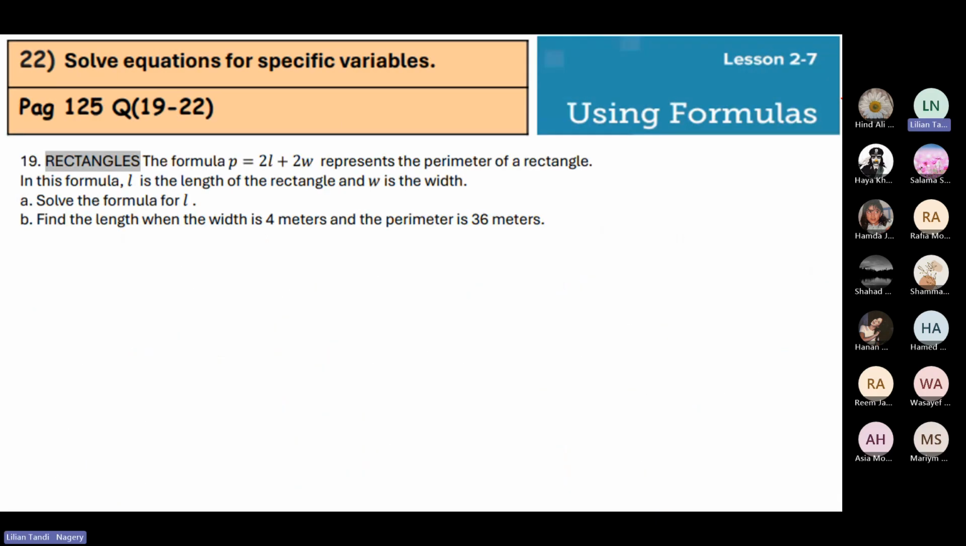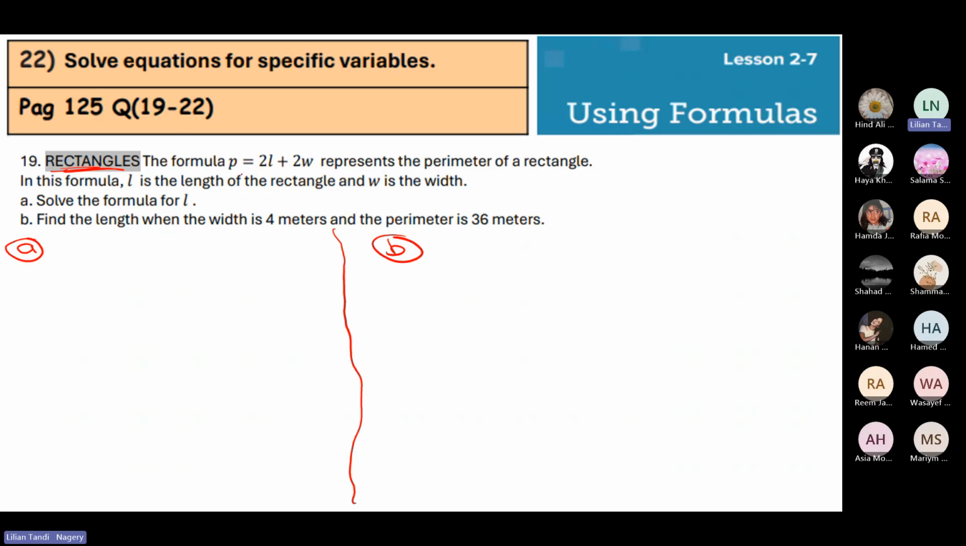Excuse me. All right. In this question, you have two parts to the su'al. The su'al is asking you to use this formula and solve it for L. So you're going to divide your paper into two. Here you're going to do part A, and here you're going to do part B. So let us read. I should have read first. I don't know why I told you what you're supposed to do. This su'al is about rectangles. Now, what do we know about the perimeter of a rectangle?